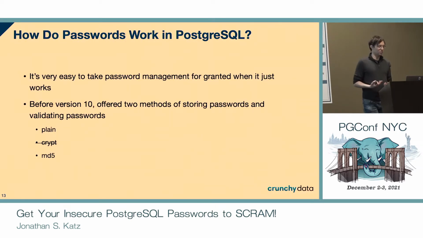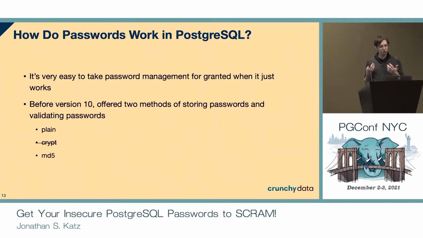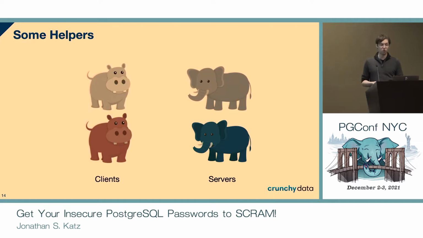So how do passwords work in Postgres? Before version 10, which is scary, because version 10 is now the oldest supported version of Postgres, there were two different methods of storing passwords: plaintext and MD5. There's also this thing called crypt, which got deprecated very early on. I believe it was using the internal Linux crypt program. But really, it was either plaintext or MD5. And it's good to look at the history, because chances are, if you're using a legacy Postgres system, you probably have this in some way, shape, or form.